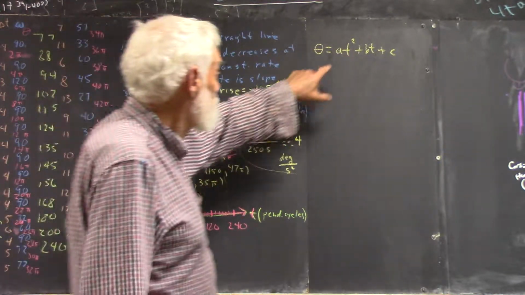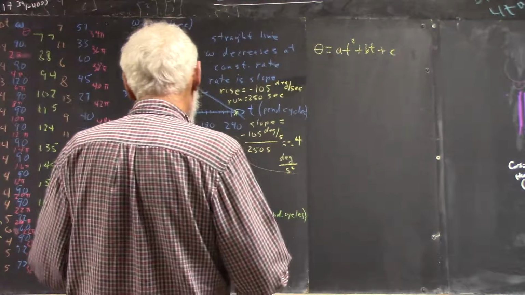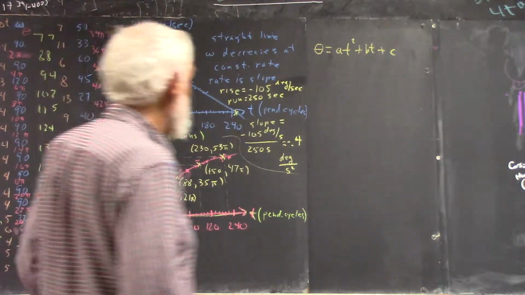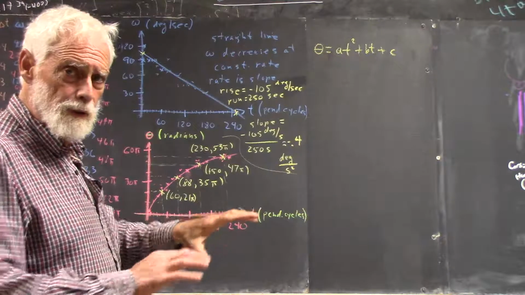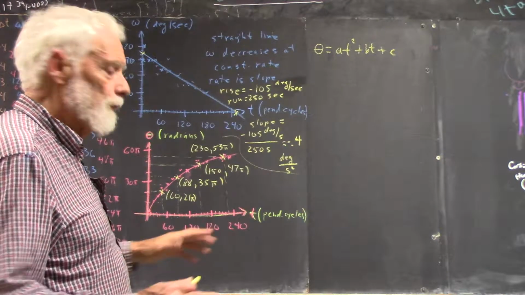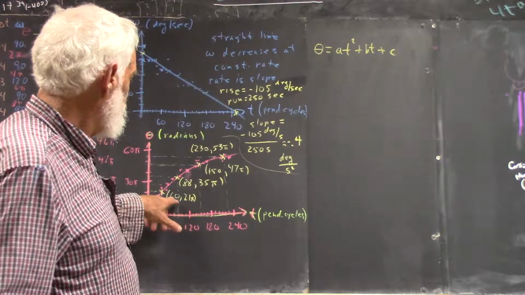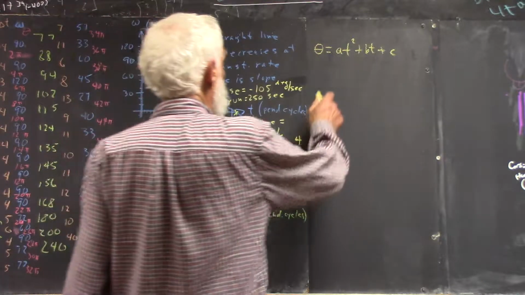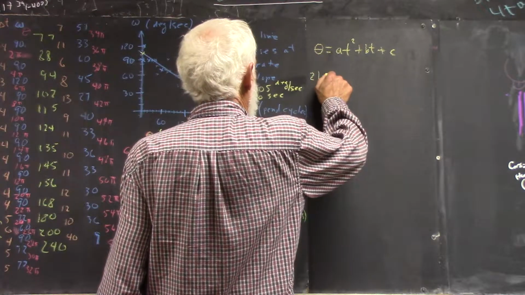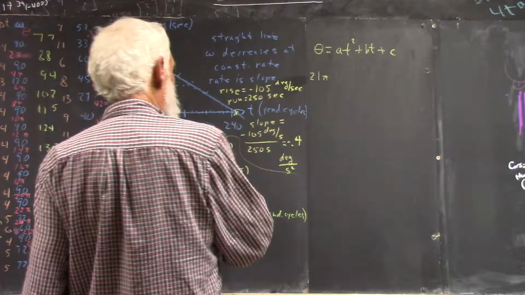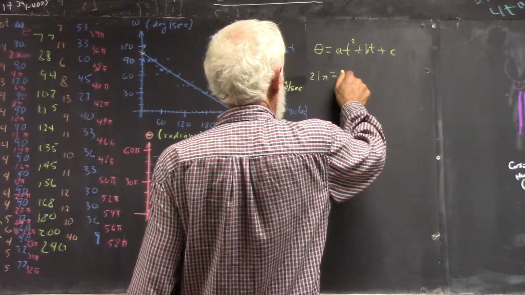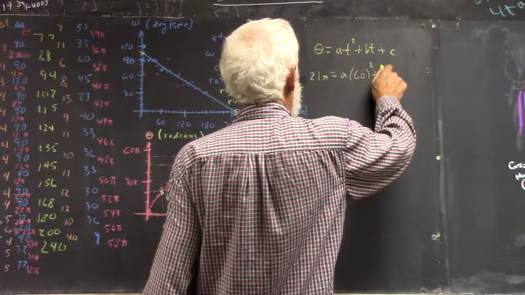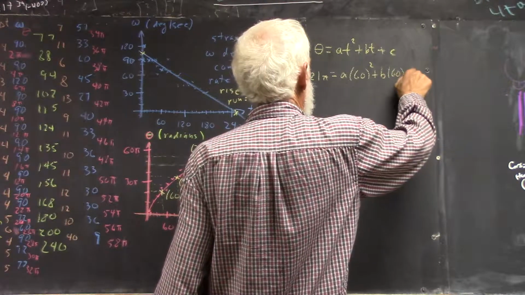If this point fits this function, then, okay, let's see. Theta is 21 pi when t equals 60. And of course we know these things have units, but it's going to be a little cumbersome to write them down. We'll put units on this when we're done. Again, theta is 21 pi when t is 60. So if the quadratic function fits these first 3 points, then 21 pi has to be a times 60 squared plus b times 60 plus c.